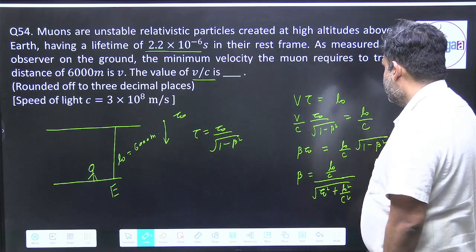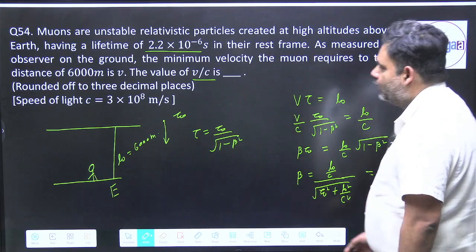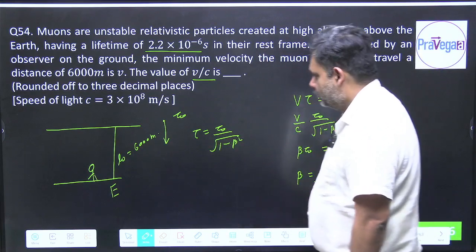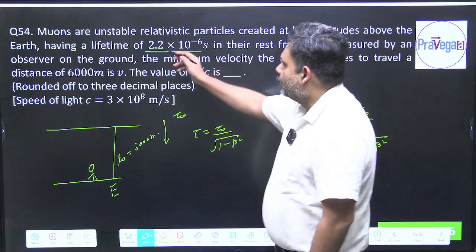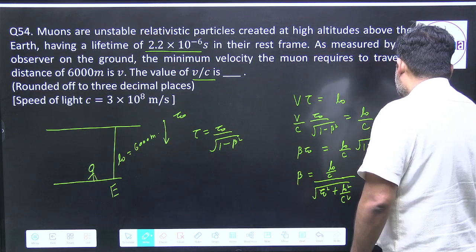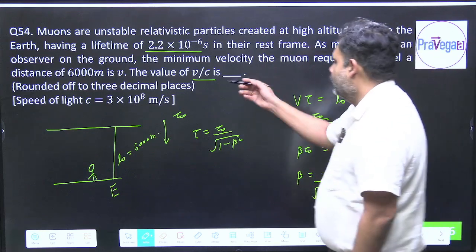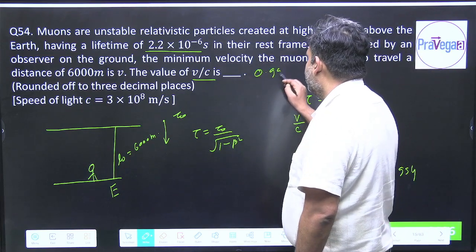This is the value you can easily calculate. When you put the value of L naught equal to 6000 meters and tau naught equal to 2.2 × 10^-6, the value is approximately 0.994.